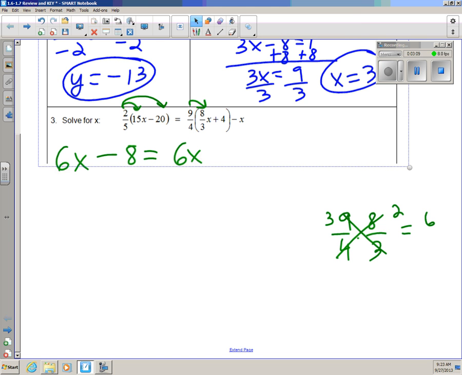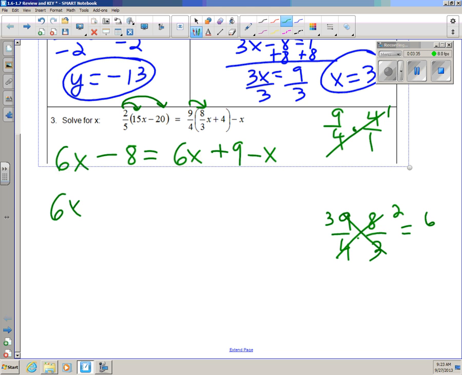So this time I'm going to do 9/4 times 4 over 1. These guys cancel out, and I'm left with just a 9. And then what I never used anywhere, I don't know why this little box is not going away, but that's okay, is I never used the minus x. So we now have, with distributive property, 6x minus 8 equals 6x plus 9 minus x.